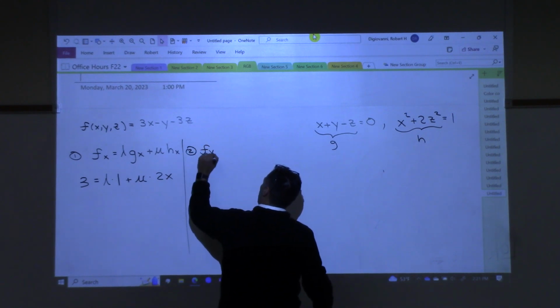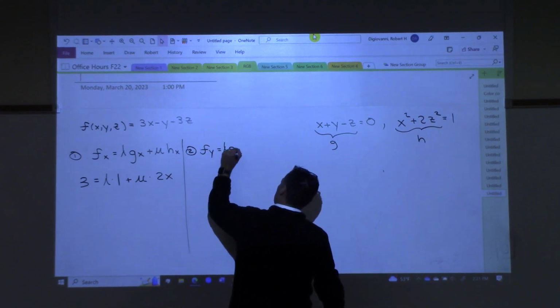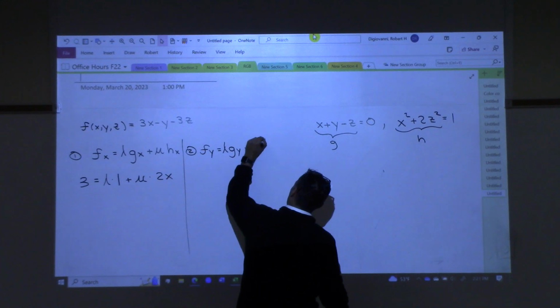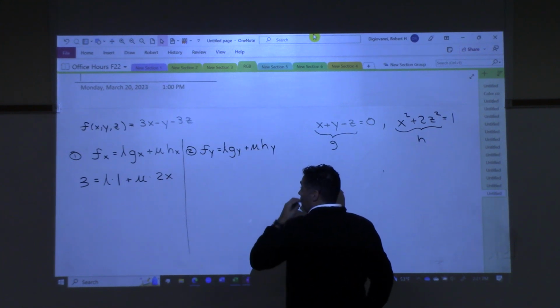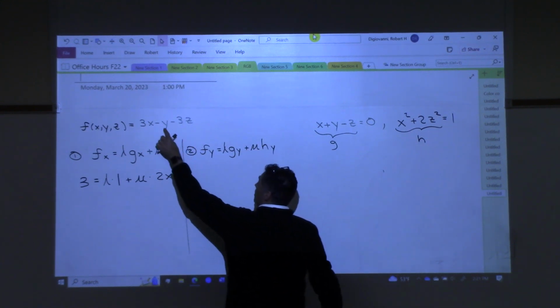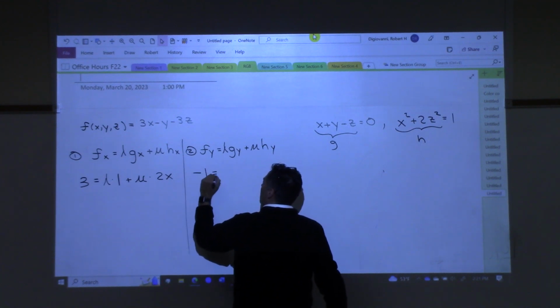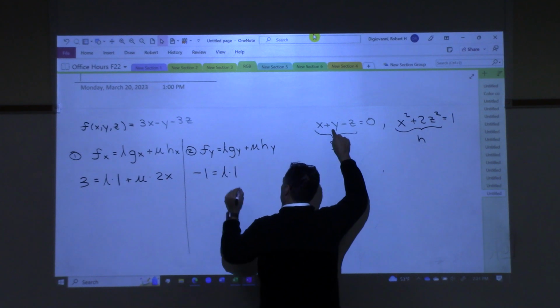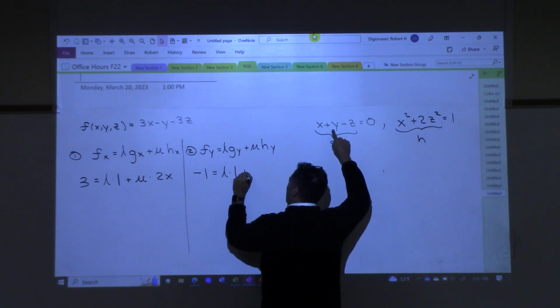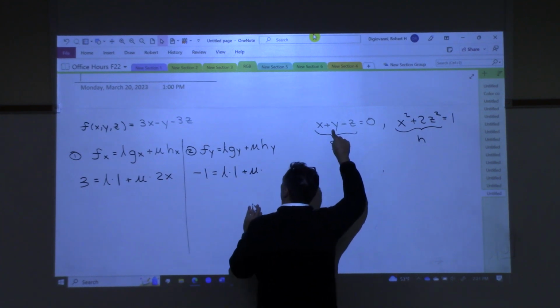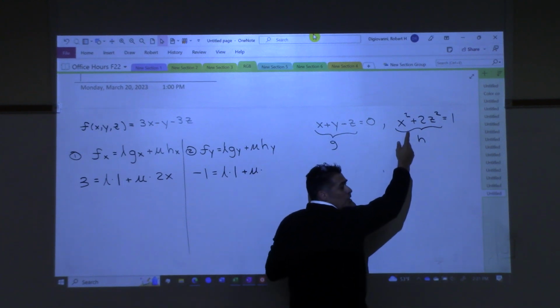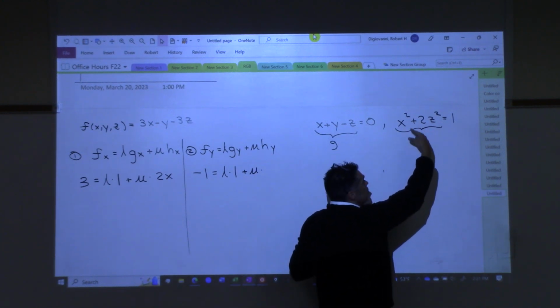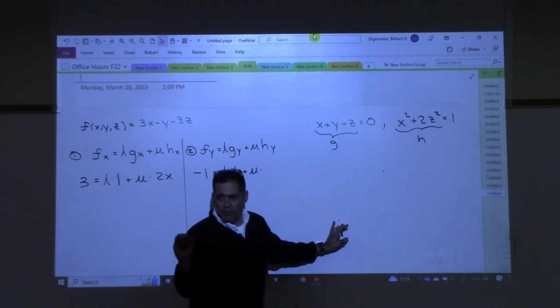Partial of f with respect to y must equal lambda times partial of g with respect to y plus mu times partial of h with respect to y. Partial of f with respect to y is -1. That must equal lambda times partial of g with respect to y, which is 1. And then plus mu times the partial of h with respect to y. There is no y over here. So the derivative of that with respect to y is 0.